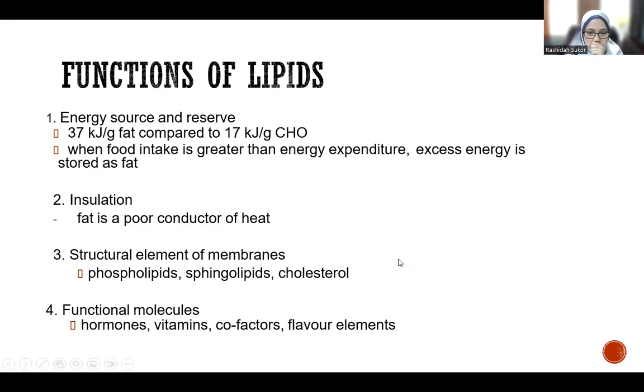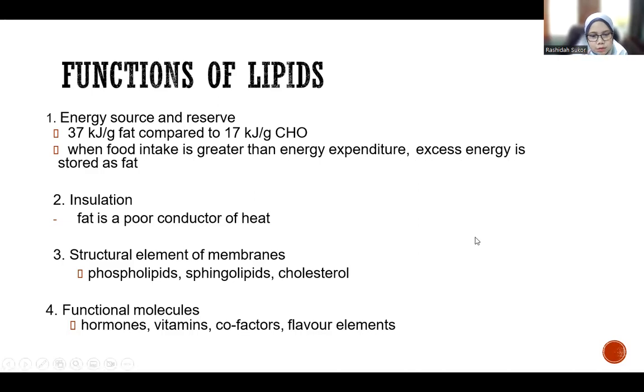Fat can also be a cofactor of functional molecules. If you don't have the fat, some molecules may not function properly. Fat is at the same time a flavor element, so without fat we have less flavor. That's why now people use less fat and less frying. You use an air fryer, or you put it in the oven, for example.